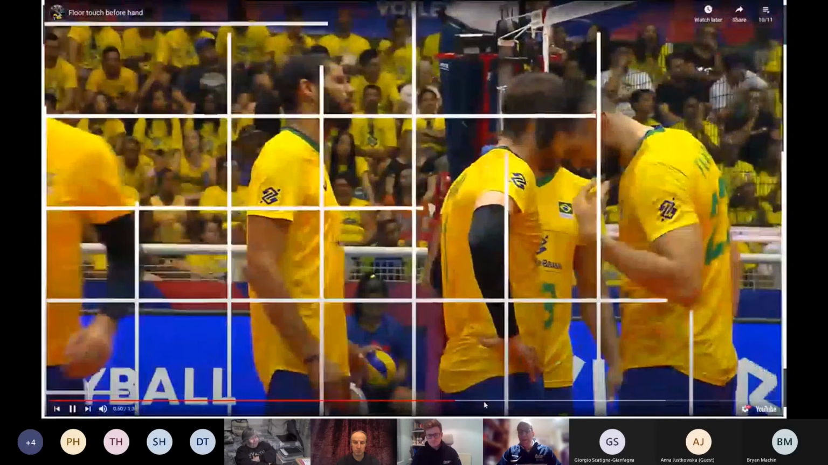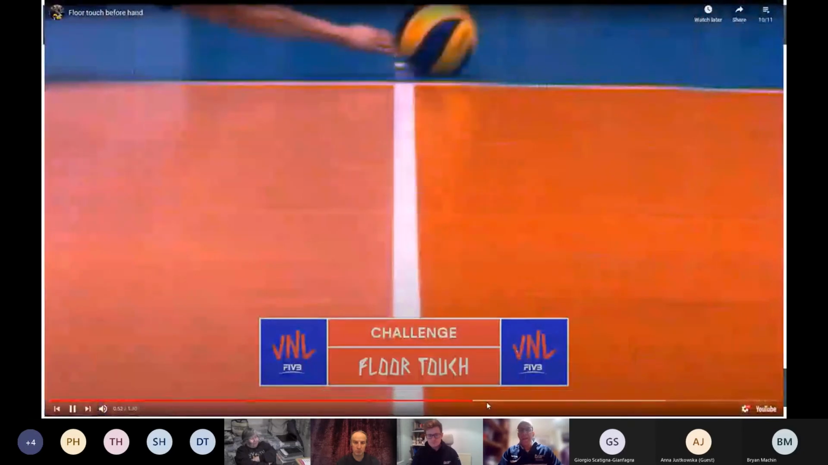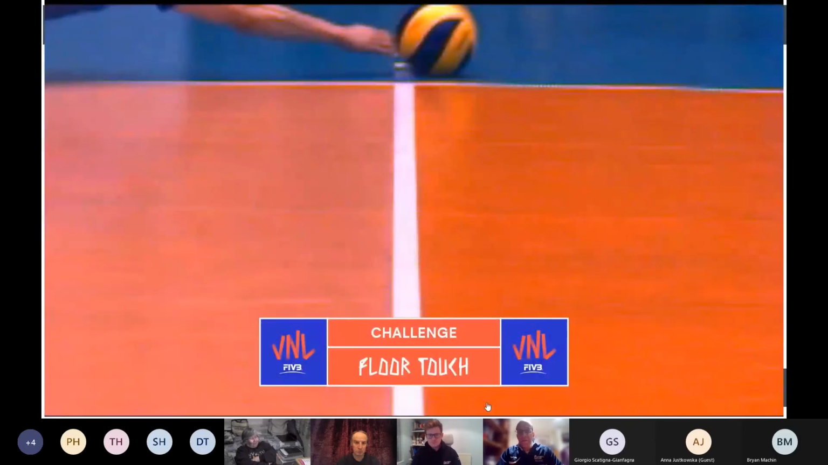So let's see if we can speed this up. Okay, so as you can see, the player was nowhere near the ball.